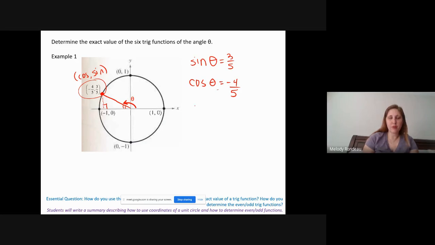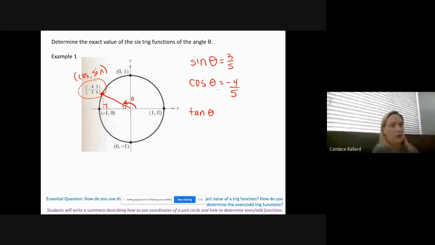And then I'm going to do tangent, which Mrs. Ballard, did you guys talk about tangent? Yes, we did talk about tangent. We did it based off the triangles, but we did it in the context of just the quadrant angles. So they know a little bit about that.